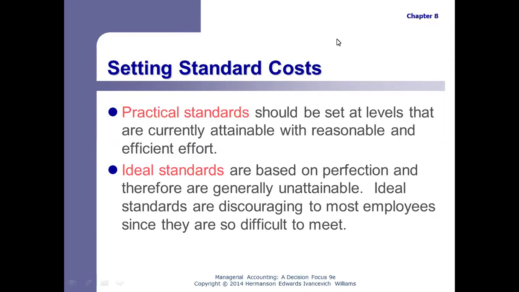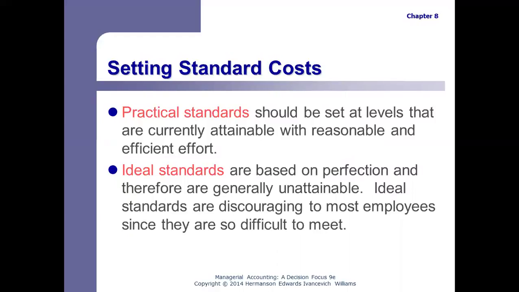Okay, so setting these standards, there's two levels, I guess, of standards. Practical standards are those levels that are attainable and that are reasonable, and with a little bit of effort, you can reach those standards. Ideal standards are, if everything was perfect, then these are the goals we would attain.